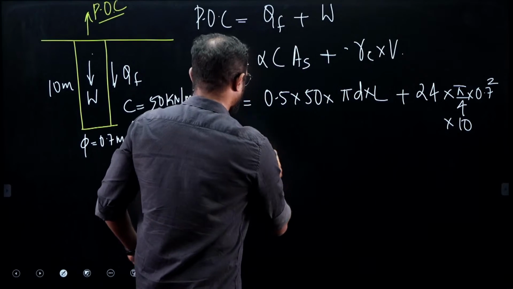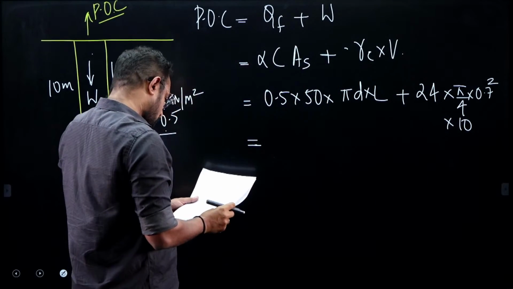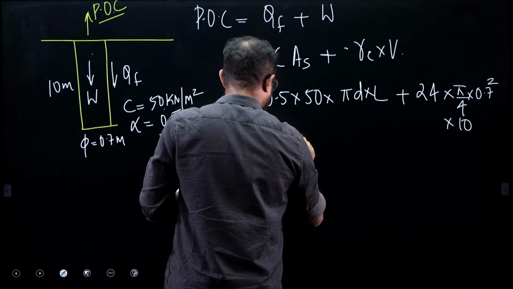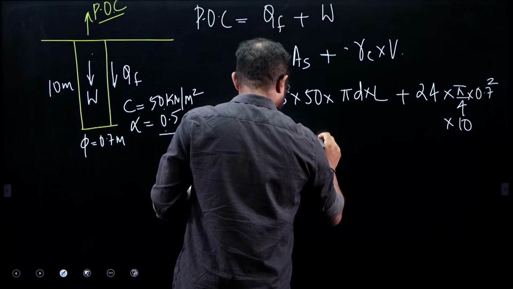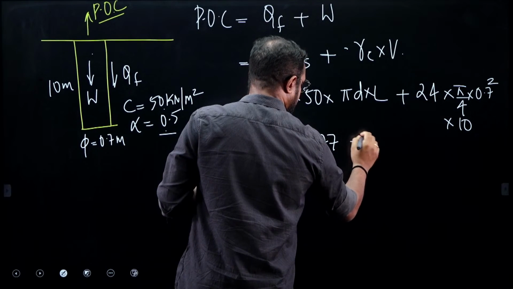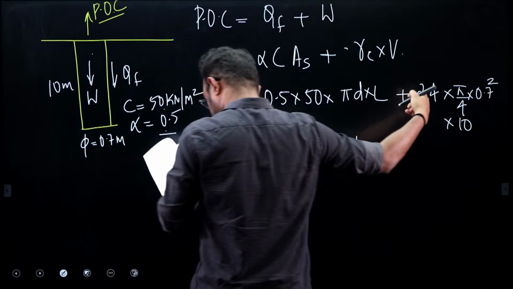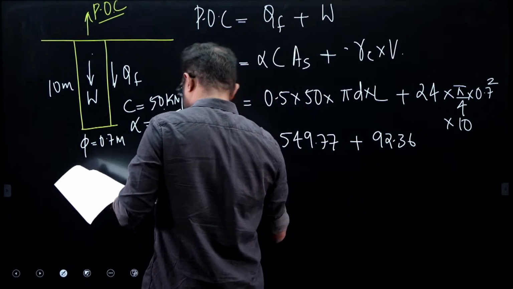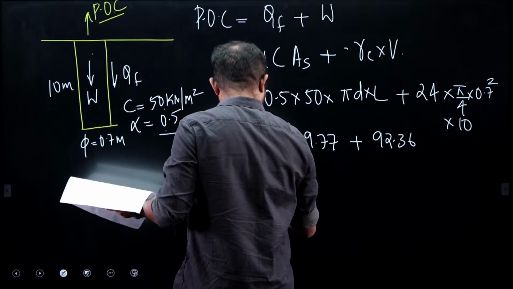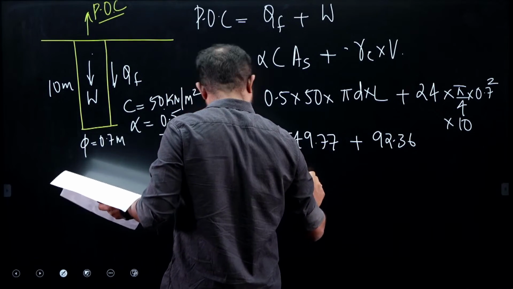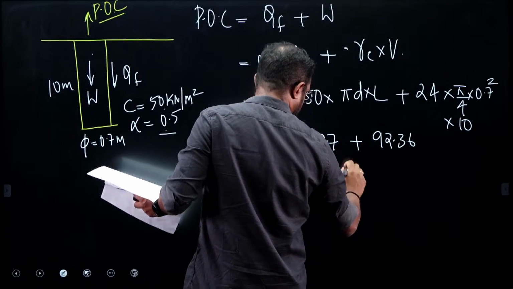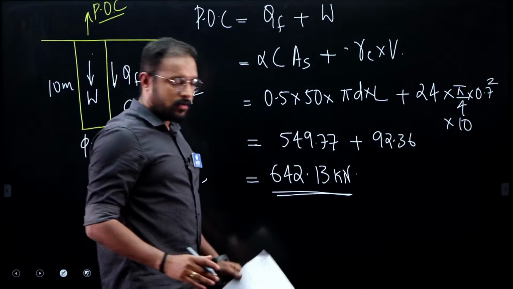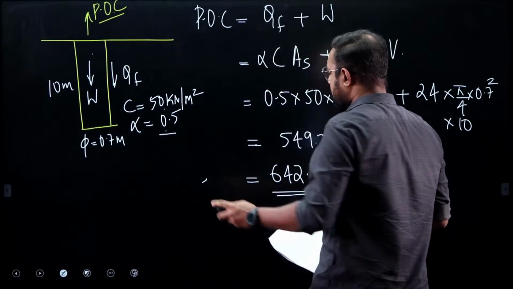So if you do that, what is the skin friction amount coming? If you calculate it, I think the skin friction you will get is 549.77, plus the weight of the pile, which you will get as 92.36. By adding these two, we get around 642.13 kilonewton. It is just like a previous year question from Geotech, I think back in 2019 or something. So that should be the answer there.